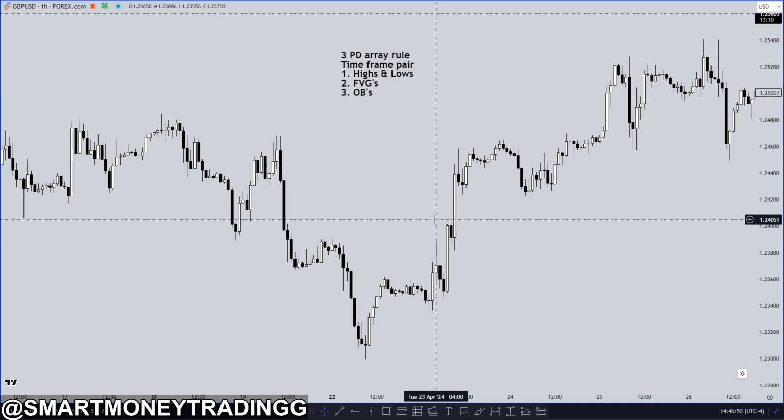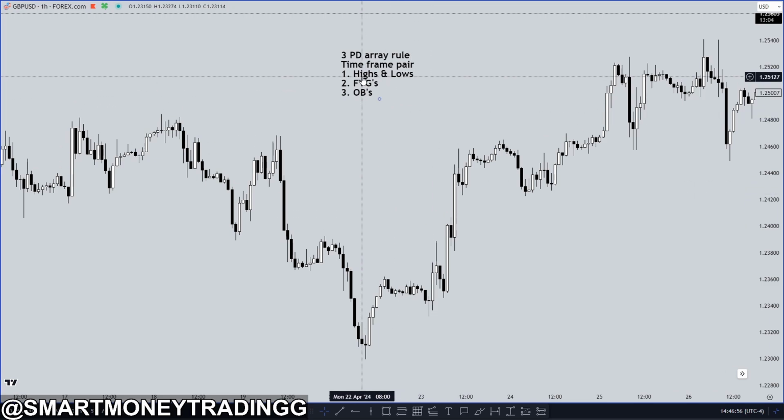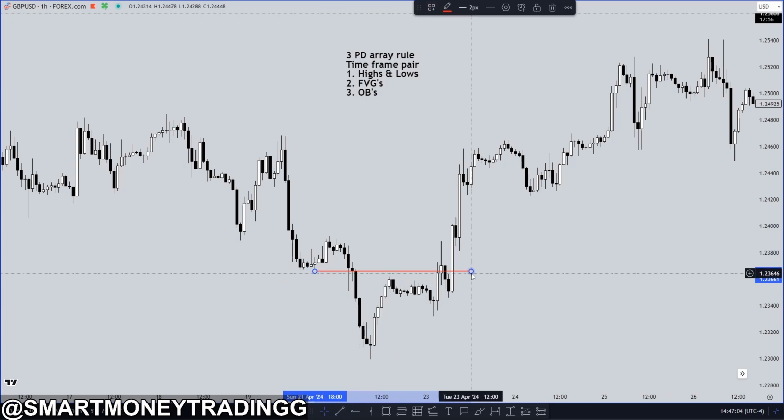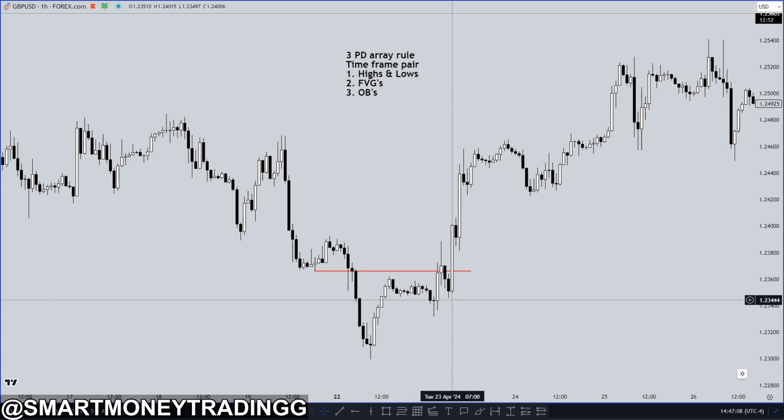Time frame pairing, I believe that's going to be a separate video on its own, time frame pairing using market maker models. But again, here you're measuring the order flow by highs and lows, fair value gaps, and order blocks. So again, here you have a low that eventually was a form of mitigation, and then eventually disrespected that. So that is your first PD array rule.